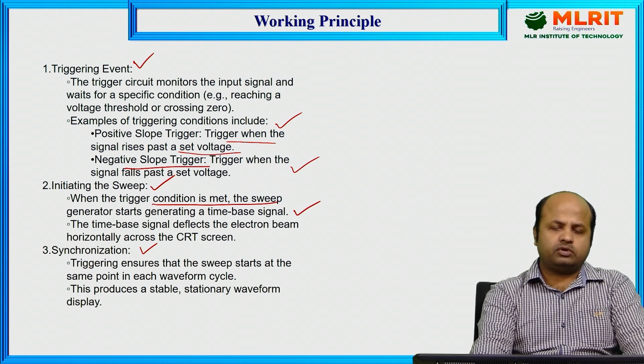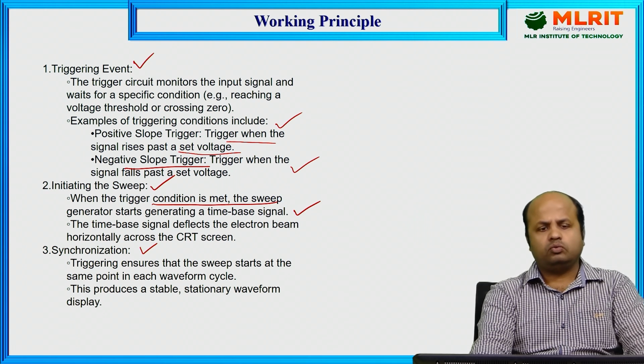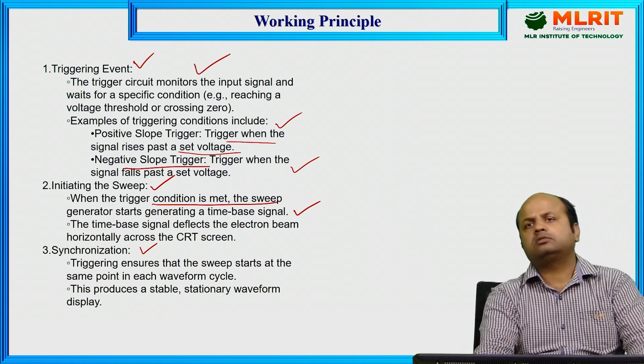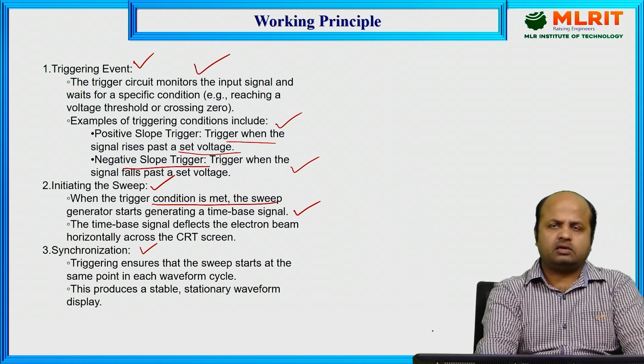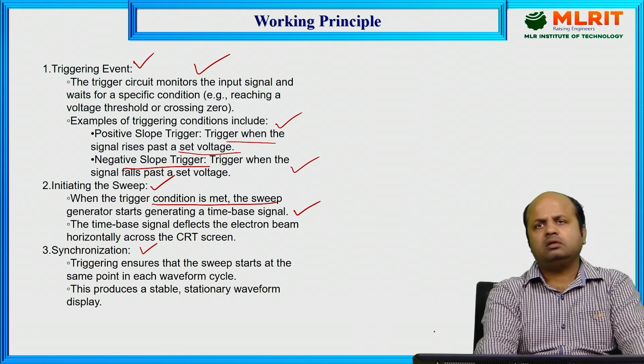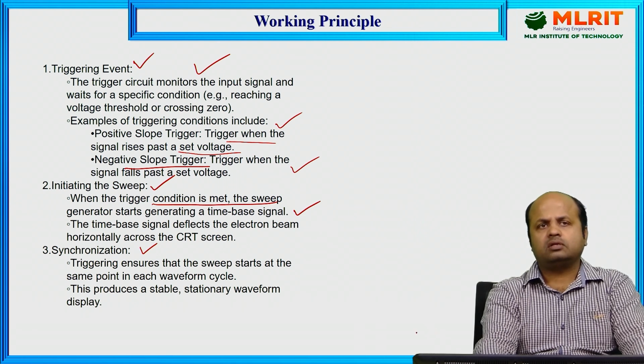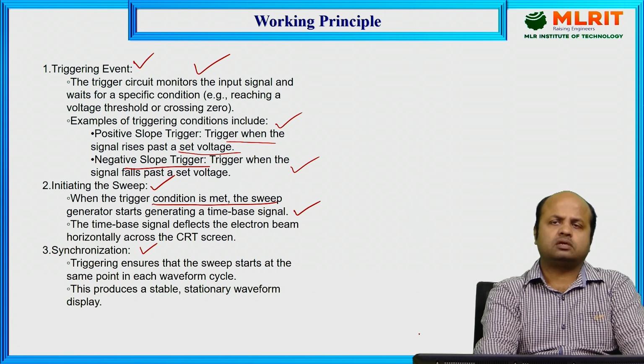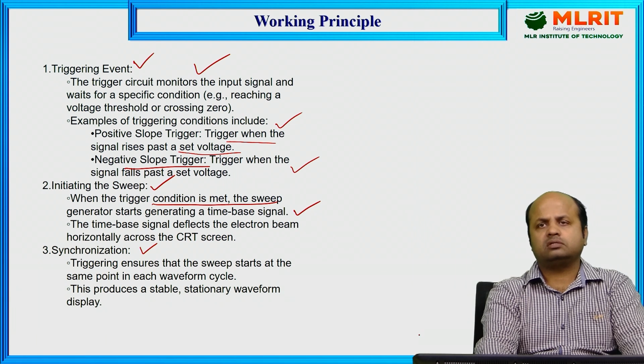So before synchronization, we have to set the triggering voltage properly based on the nature of the signal. Otherwise, we will not be able to capture the aperiodic signal and the display will not be accurate. So the triggering event and triggering voltage or threshold voltage must be set properly to meet proper synchronization. If synchronization fails, we will not be able to see the aperiodic signals.